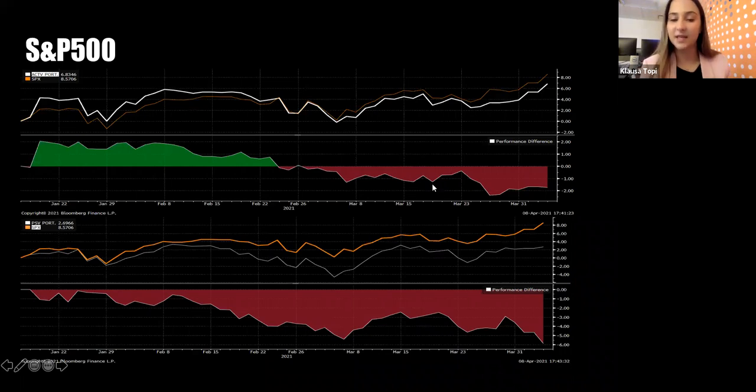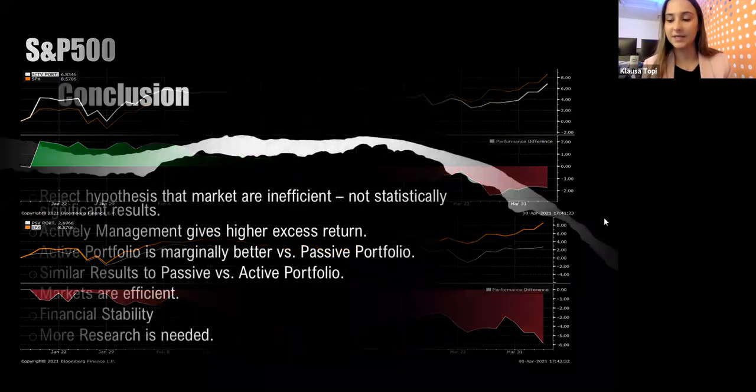However, in the active portfolio, we have a positive excess return in the first half and then a negative excess return in the second half, which does not give us a definite answer or decision. And then in the passive portfolio, we have a constantly negative excess return. But if we see the big picture, both portfolios have similar returns to the market index.